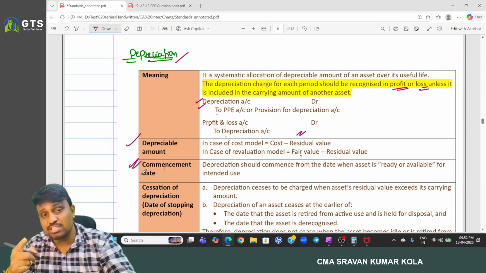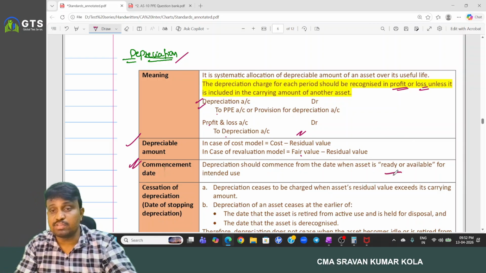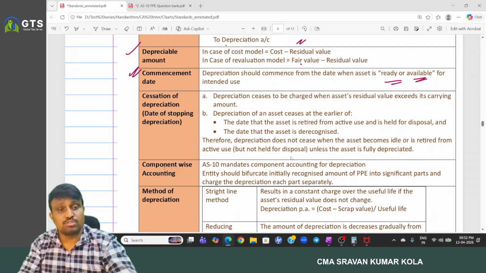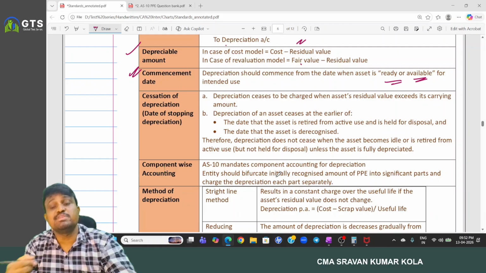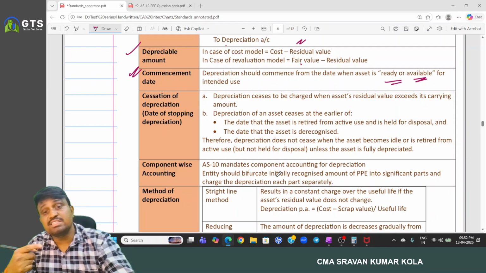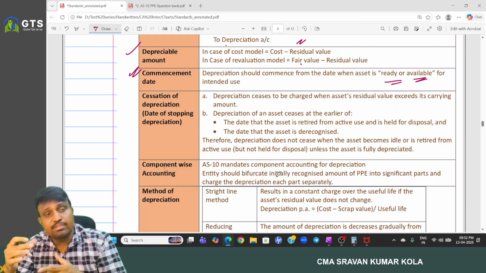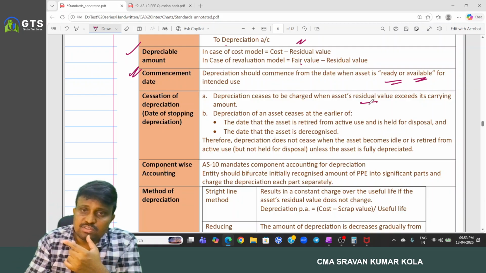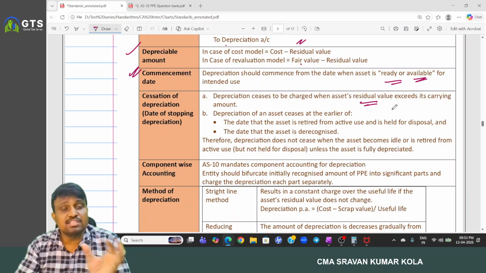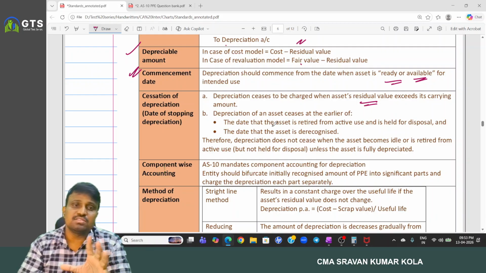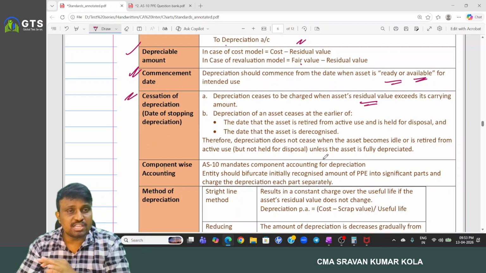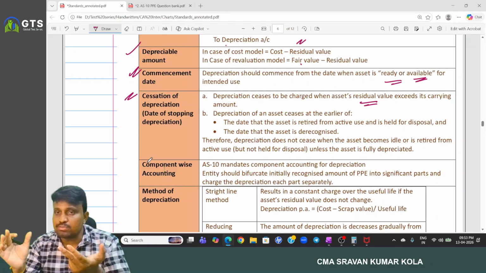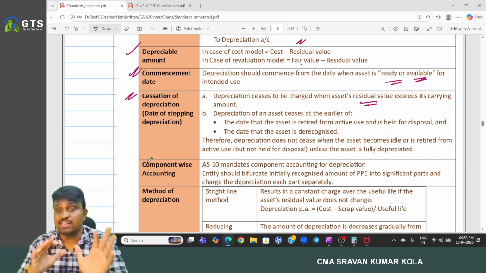What is the commencement date of charging the depreciation? The date on which the asset became available for usage. And when is the charging of depreciation stopped? The date on which the asset has been derecognized, if the asset is retired from its active use, or if the asset is meant for sale or disposal. One more point: if the asset's residual value exceeds its carrying amount, then the asset is shown at zero or nominal value, and in that case no depreciation is charged.